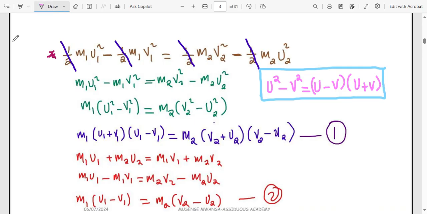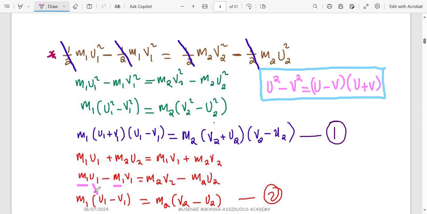And can you now again see that here m1 is common? We'll factorize it and then remain with u1 minus v1, and also here m2 is common, we'll factorize it, so we remain with v2 minus u2. Does that make sense?